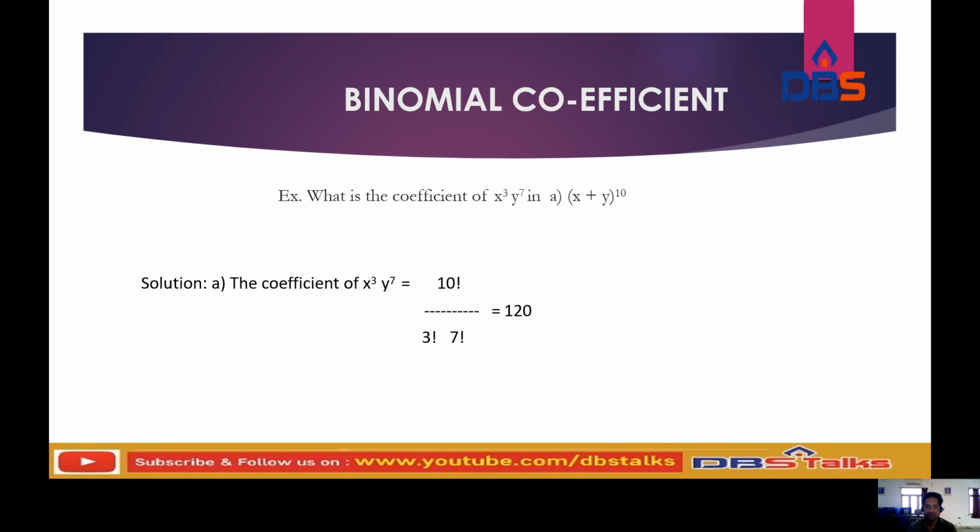What is the coefficient of x^3 y^7 in (x + y)^10? The coefficient of x^3 y^7 equals 10! divided by 3! 7!, that equals 120.